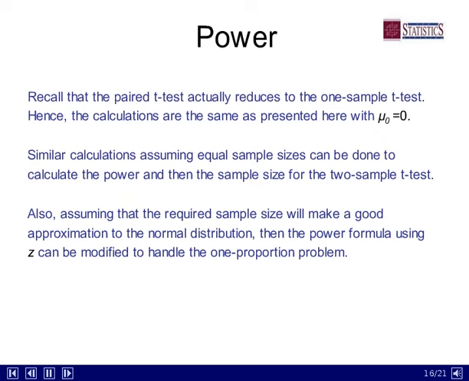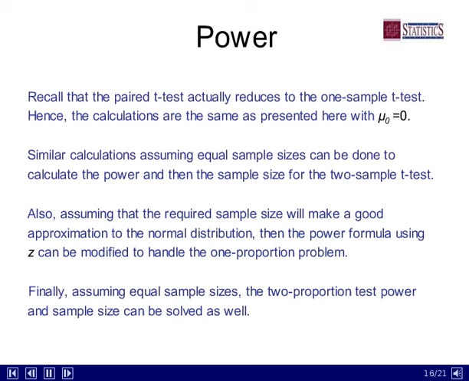Also, assuming that the required sample size will make a good approximation to the normal distribution, then the power formula using z can be modified to handle the one proportion problem. So basically, we're just replacing sigma values with theta0 type values, and we can follow the same general z type statistic. And finally, assuming equal sample sizes, we could also do a 2 proportion test as well. So all those things can be done using the same general approach. I'm not going to go over how to do those, but you can just adapt the same process, just making different substitutions.